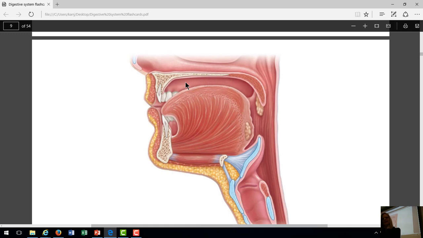So the oral cavity is separated from the nasal cavity by this palate, right? So some babies are born with cleft palate, and they have mixing of food between the oral cavity and the nasal cavity. Did I show you a picture of that yet?